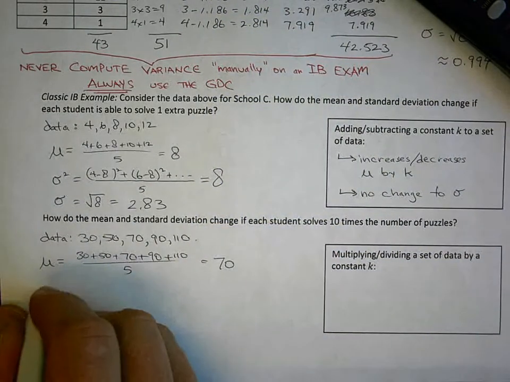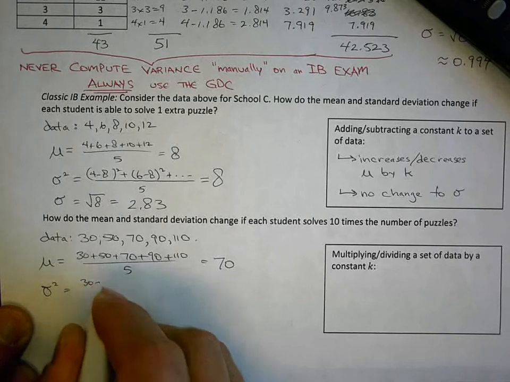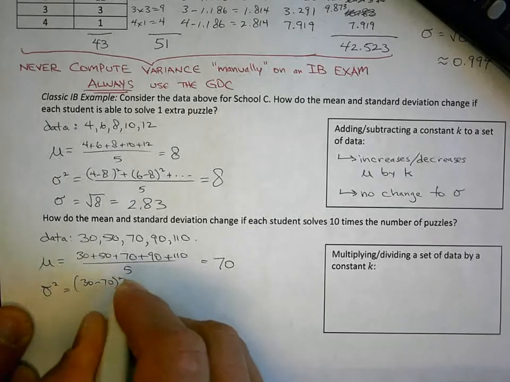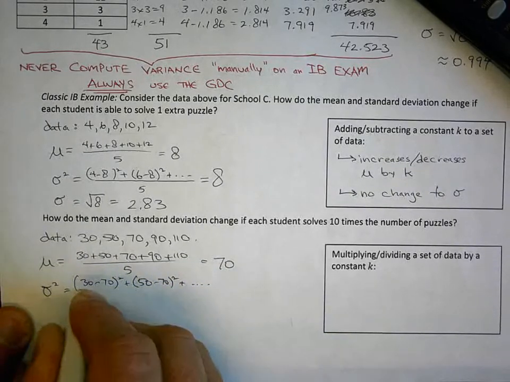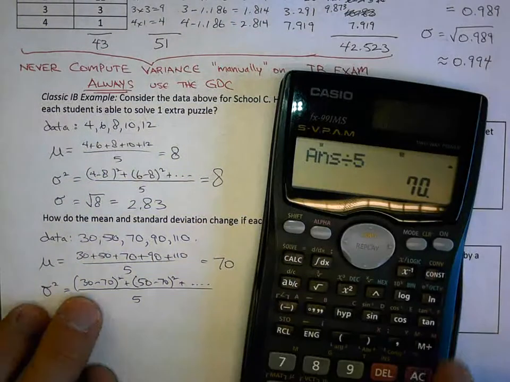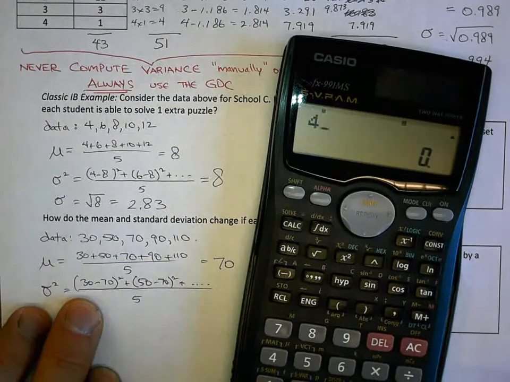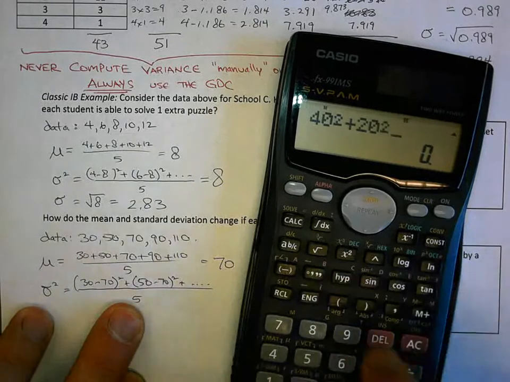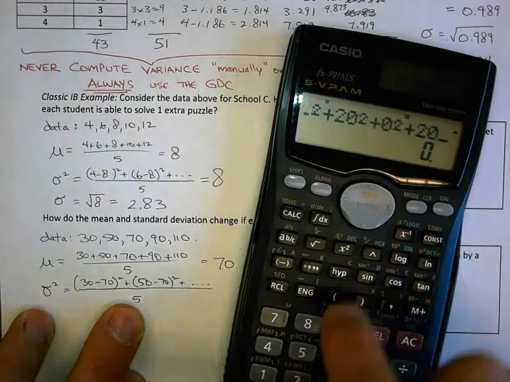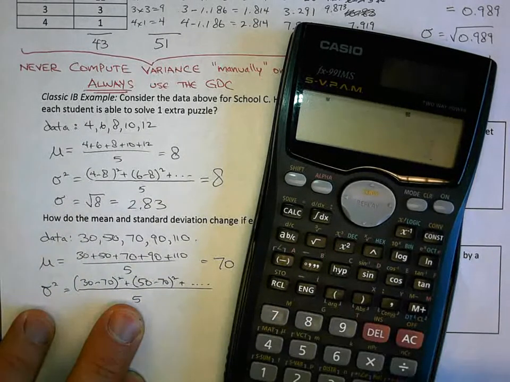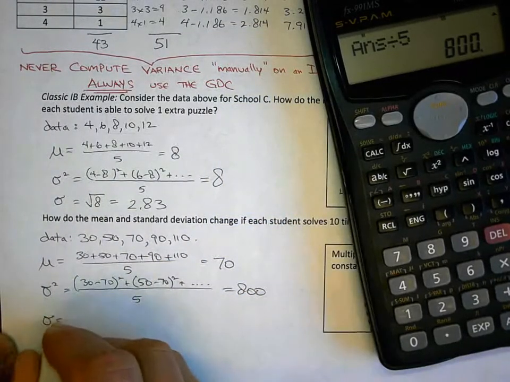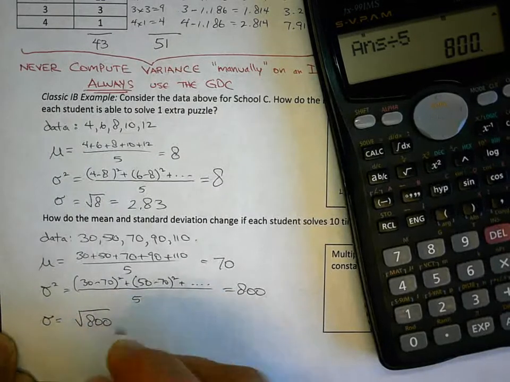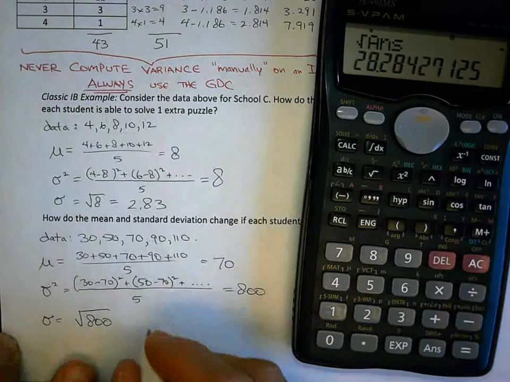Interesting. And for the variance, I would take each value and subtract the average, square it, do it again, square it, and divide by 5. So if I do that, I'm going to get 40 squared plus 20 squared plus 0 squared plus 20 squared plus 40 squared divided by 5 gives me 800. So the standard deviation is the square root of 800, which is 28.3.